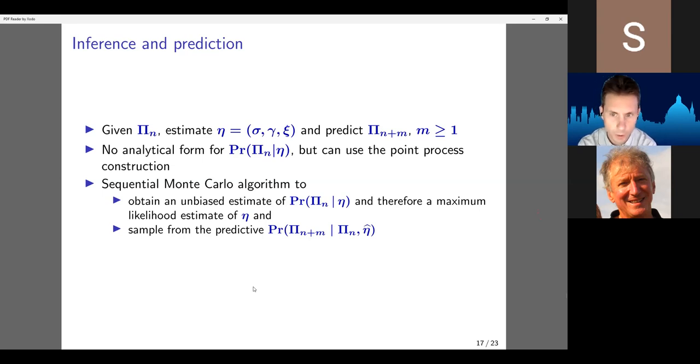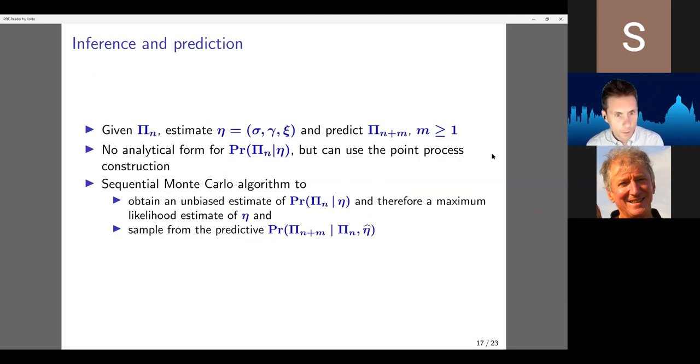And I want to predict the partition of the m next elements, pi n plus 1 up to pi n plus m. Contrary to the two-parameter Chinese restaurant process, there's no analytical form for the likelihood, for the probability of pi n given eta. So we can use the point process construction to use those latent arrival times as latent variables, and we use a sequential Monte Carlo algorithm to obtain an unbiased estimate of the likelihood, the probability of pi n given eta. We get a maximum likelihood estimate of eta, and we use, again, a sequential Monte Carlo algorithm to sample from the predictive probability of pi n plus m given pi n and this point estimate eta.